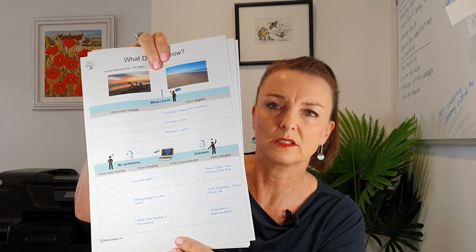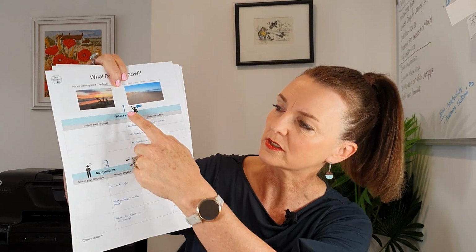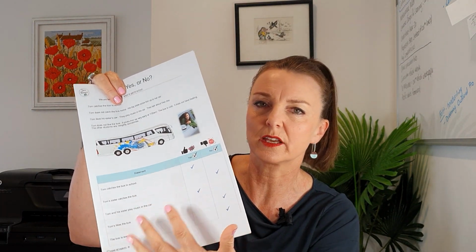What else have we got here? So this one here, filled out. Again, you can see the numbers and more tables and tick boxes, things like that just help to scaffold them through and build on their progress.